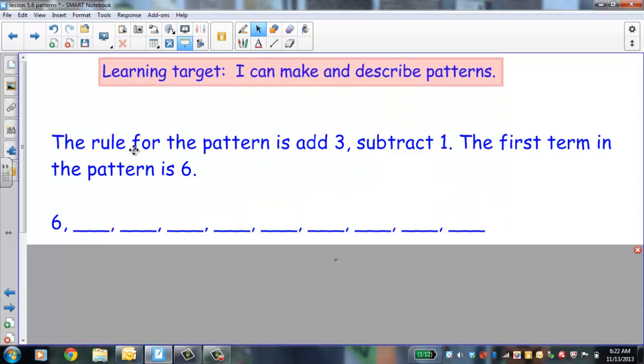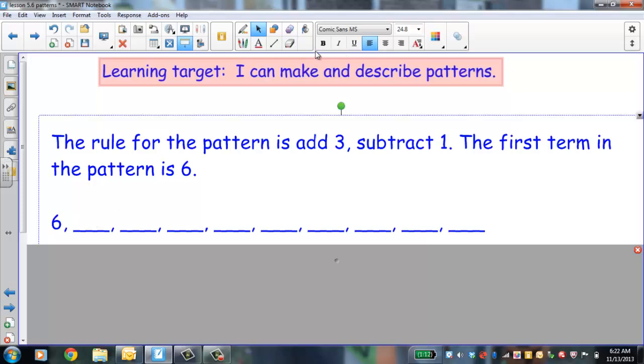All right, this time they give you the rule. The rule for the pattern is add 3, subtract 1. The first term in the pattern is 6. Now what this means is it doesn't mean add 3 then subtract 1 for each term. It means you're going to add 3, then you're going to subtract 1. So the first term in the pattern is 6, and that's already here.